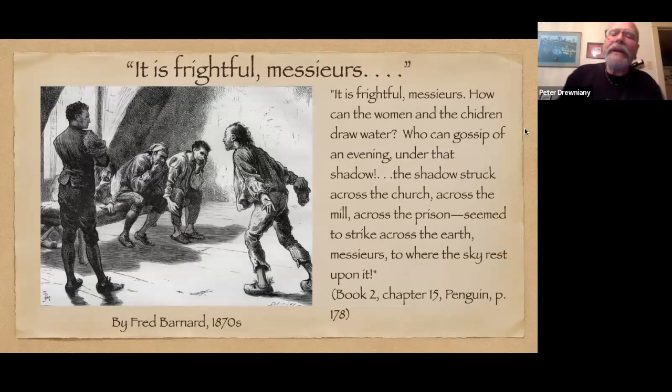let me read it: "It is frightful, monsieur. How can the women and the children draw water? Who can gossip of an evening under that shadow? The shadow struck across the church, across the mill, across the prison, seemed to strike across the earth, messieurs, to where the sky rests upon it."